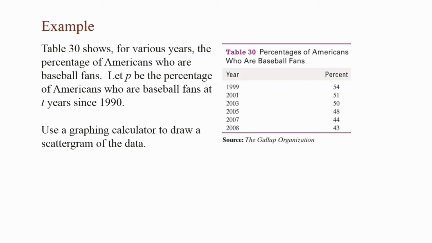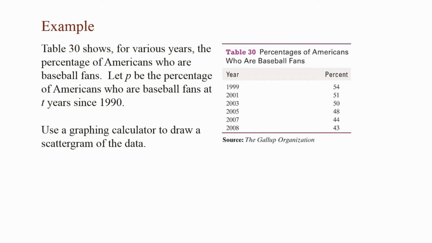In this example, Table 30 shows for various years the percentage of Americans who are baseball fans. Let P be the percentage of Americans who are baseball fans at t years since 1990. Use a graphing calculator to draw a scattergram of the data. So for our table, the percentages of Americans who are baseball fans, in the year 1999, there's 54%. 2001, 51. 2003, 50. 2005, 48.